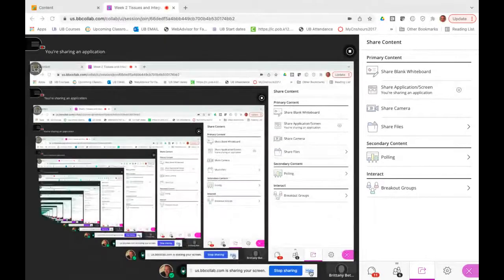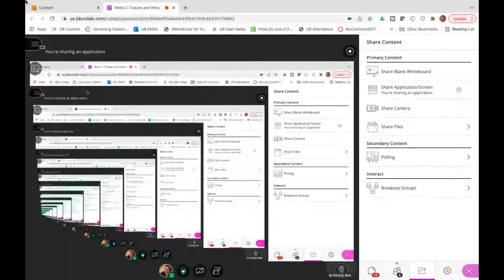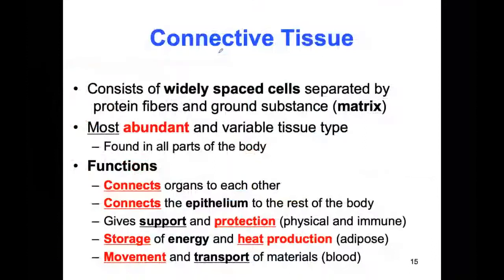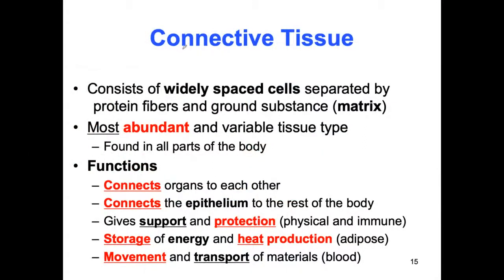Welcome back, everyone. In this next section, we are going to be continuing with types of tissue. In a previous video, we spoke about epithelium. Now we're going to talk about connective tissue.